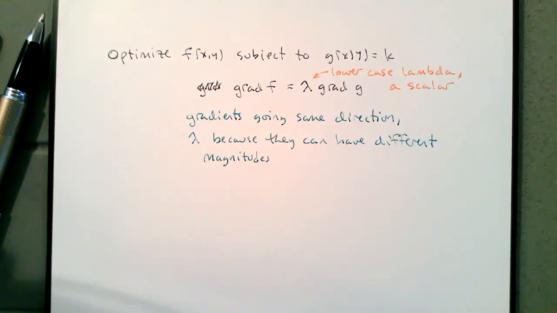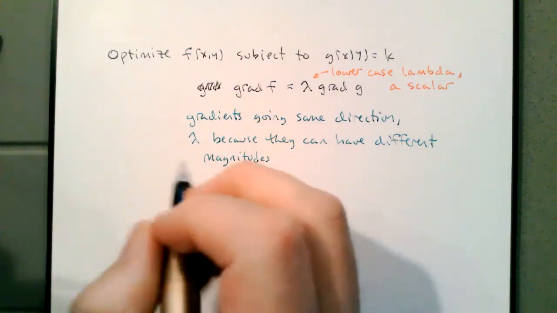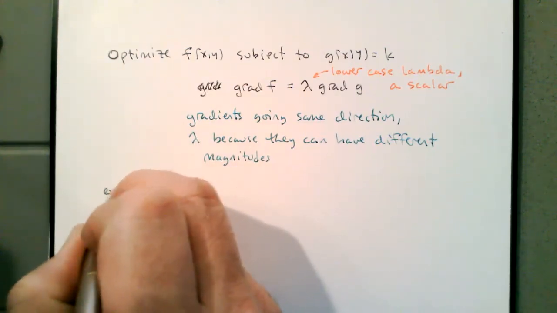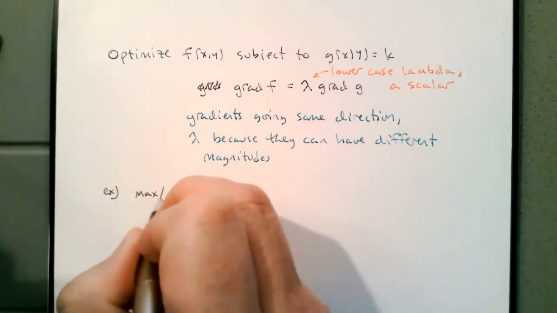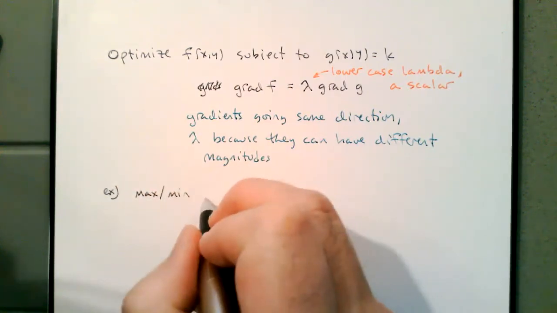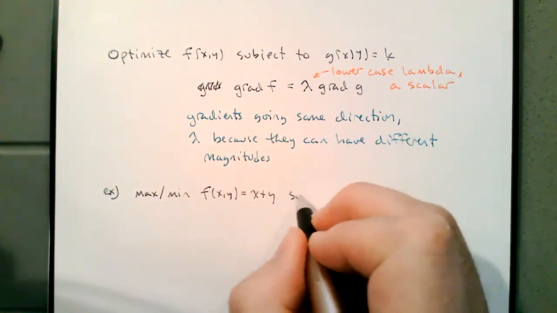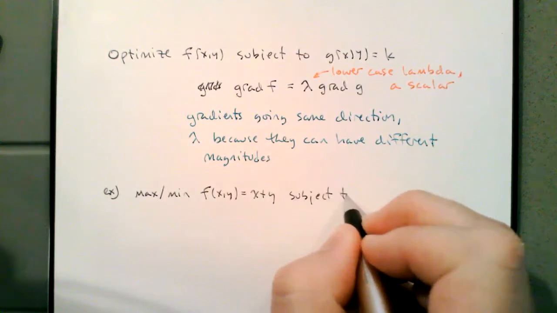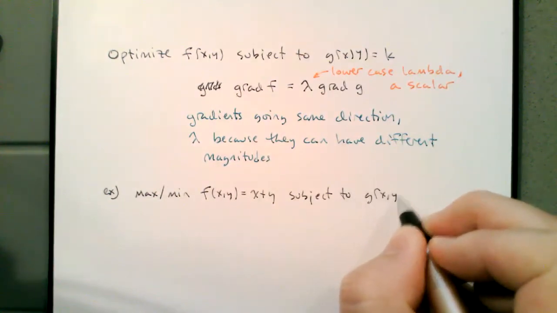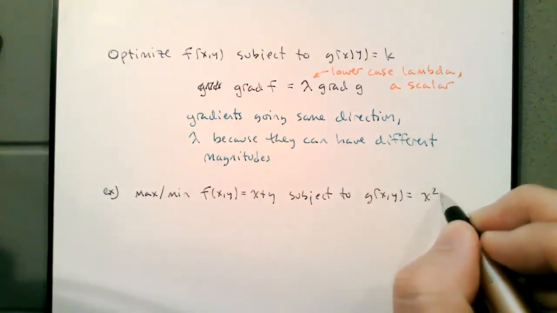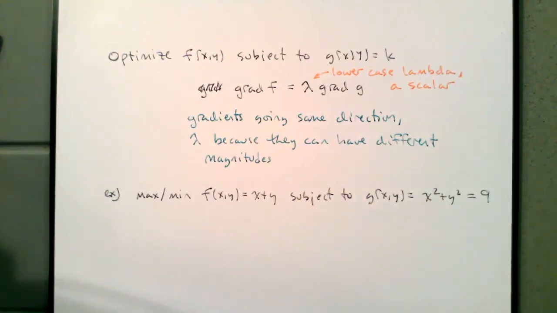So now what we need to do is take our proposed process and apply it to a problem to which we already have the solution, our circle and plane problem. So let's revisit our circle and plane problem. If we want to maximize and minimize f of x, y, which is x plus y, subject to g of x, y, which would be x squared plus y squared, equals 9.